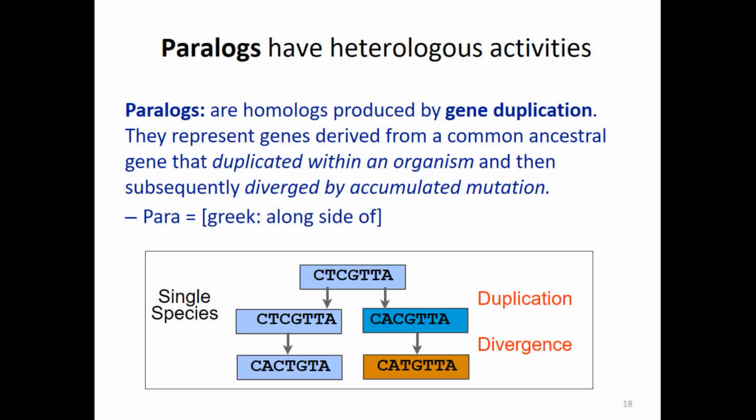On the other hand, paralogs are homologs that have different activities. They are produced by gene duplication. They represent genes derived from a common ancestral gene that duplicated within an organism, and then subsequently diverged by accumulated mutation. Para in Greek means alongside of. For example, in this single species, the original sequence got duplicated, and during this duplication process, there were certain mutations, and it was further diverged due to many mutations along the way.